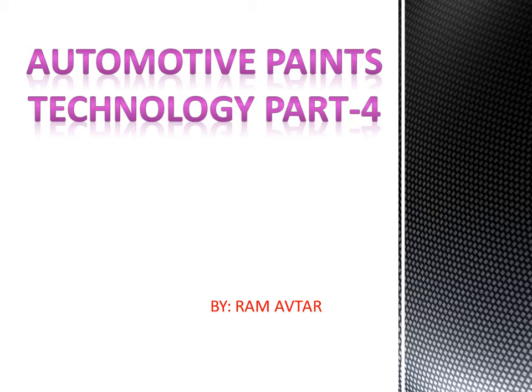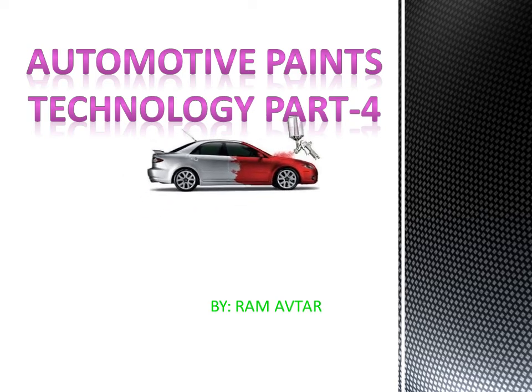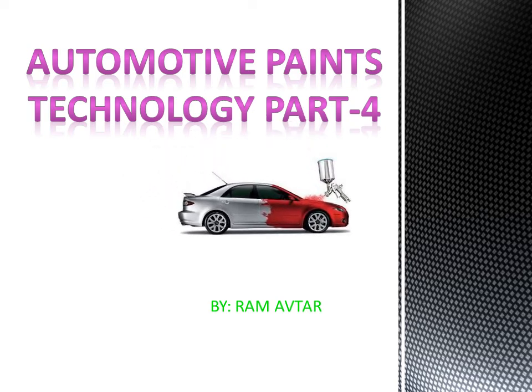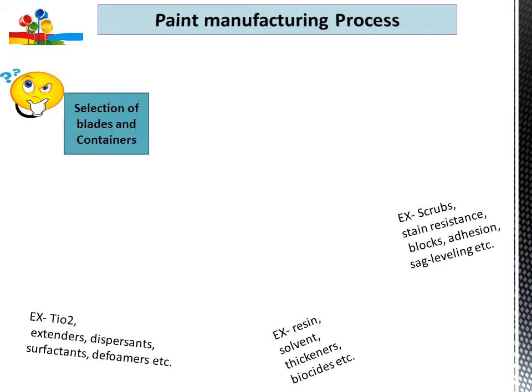This is Automotive Paint Technology Part 4 and my name is Noctar, and in this session we are going to cover the paint manufacturing process, and we will discuss what stages we need to follow and what precautions we need to take care of. So the first stage is selection of blades and containers. Selection of blades and containers means we have to select blades according to container size.